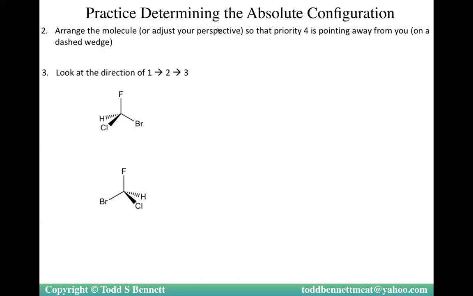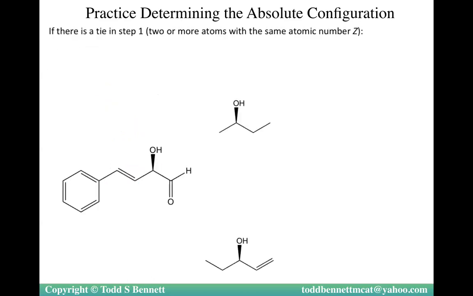Okay, so just to reiterate what we just did, priority number 1 was bromine, priority number 2, chlorine, priority number 3, fluorine, priority number 4, hydrogen. Clockwise is R, priority number 1, bromine, 2, chlorine, 3, fluorine, 4, hydrogen. So just basically repeating what we did, counterclockwise S.